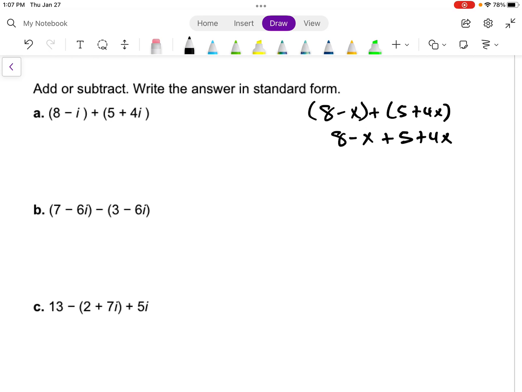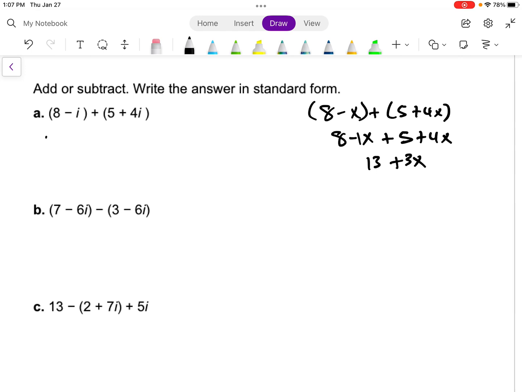Then I combine like terms. 8 plus 5 is 13. Minus 1x plus 4x is 3x. And we got it. Well, we do the exact same thing here. So the i's, treat them, it's not a variable because i is the square root of negative 1, but we're going to treat them like a variable.